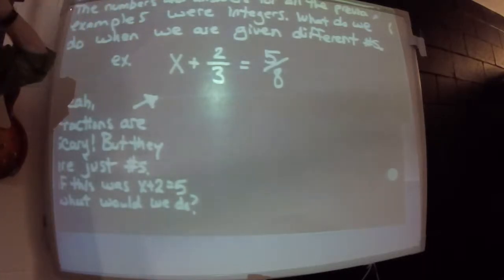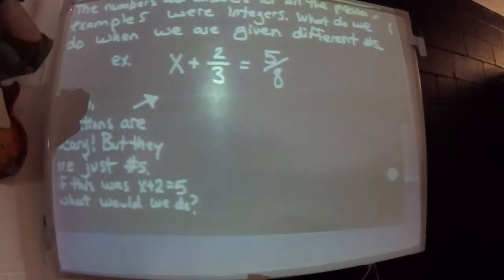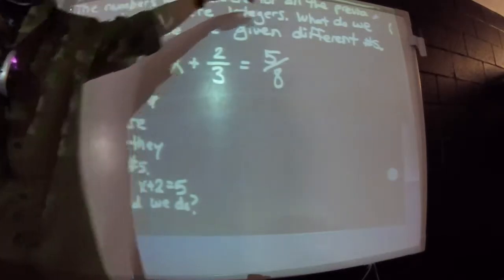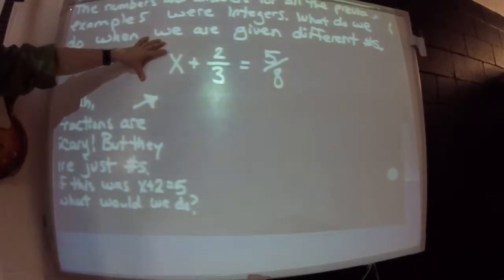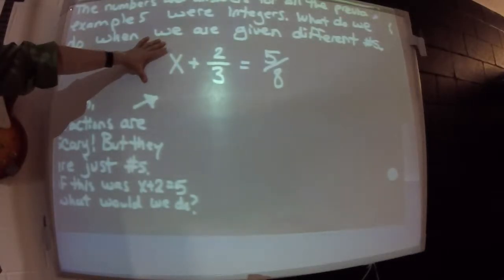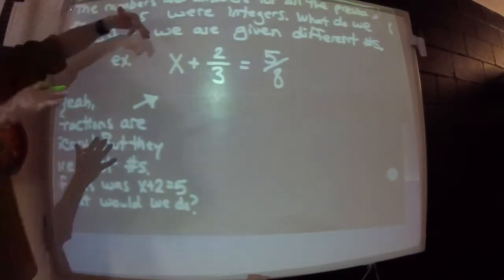Okay. All right, the numbers and answers for the previous examples were integers. They're very easy. What we do when we're given different numbers, this time we're given fractions. Oh, dang. We're going to work it out the same way. This is a one-step problem.